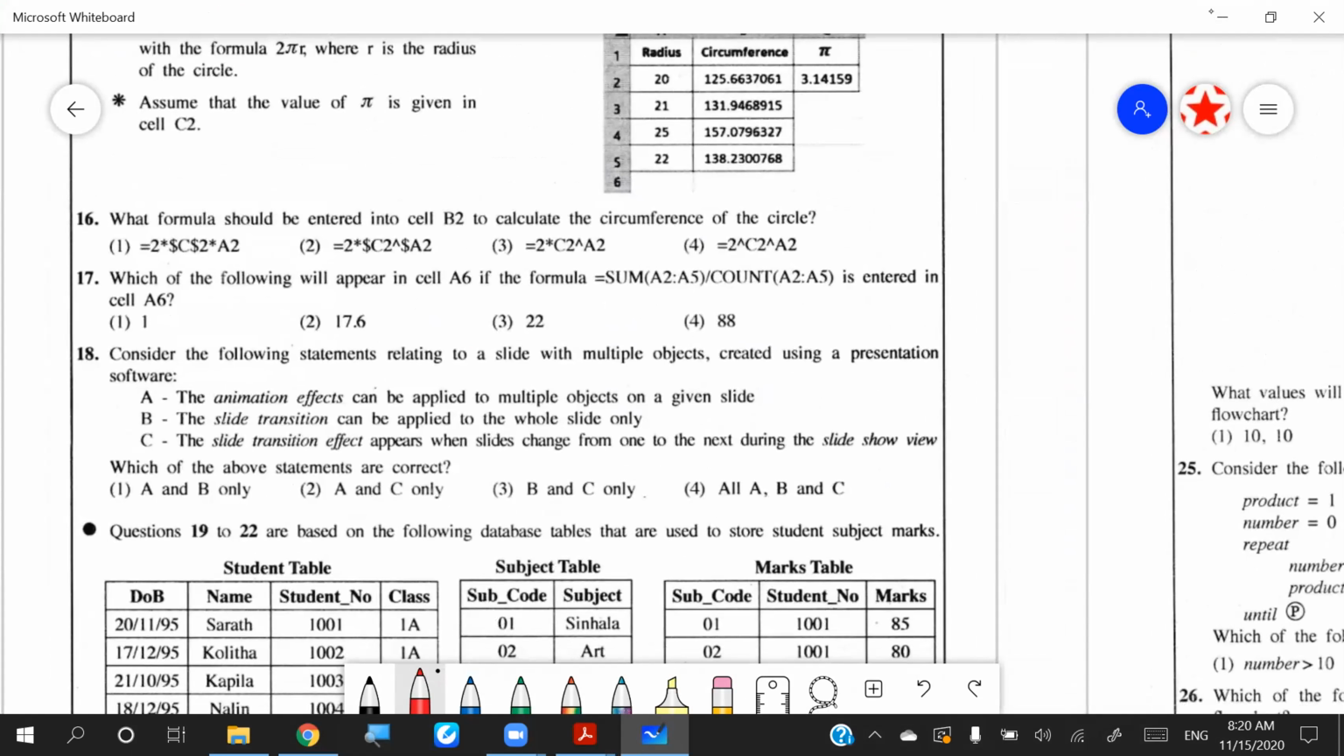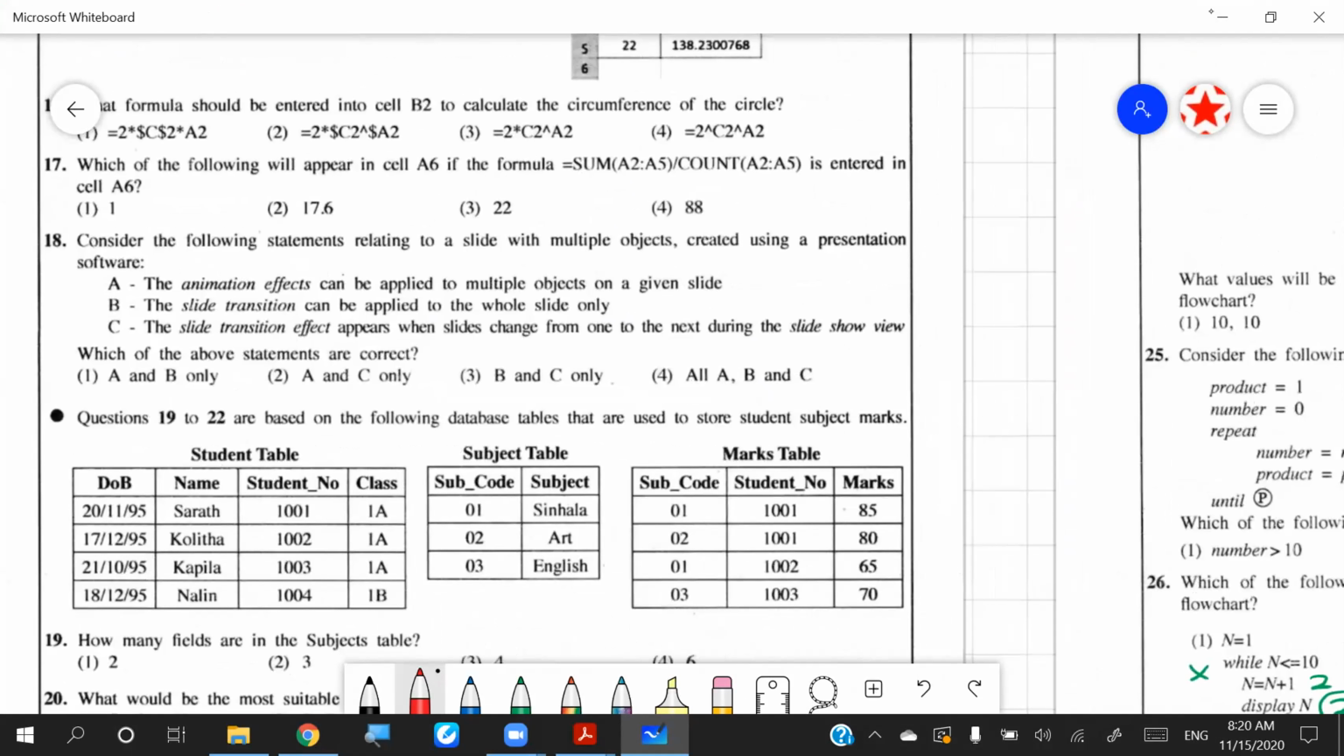Consider the following statement relating to a slide with multiple objects created using a presentation software. Yeah, now this is regarding PowerPoint. The animation effects can be applied to multiple objects on a given slide. Yes, when you are having a slide, you can have different shapes or images on that slide, and each and every shape and word can be given different types of animation. So it is true. So the first one is correct.